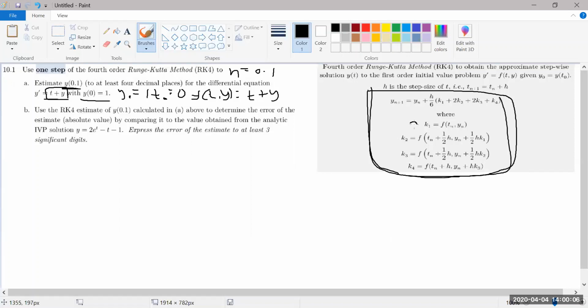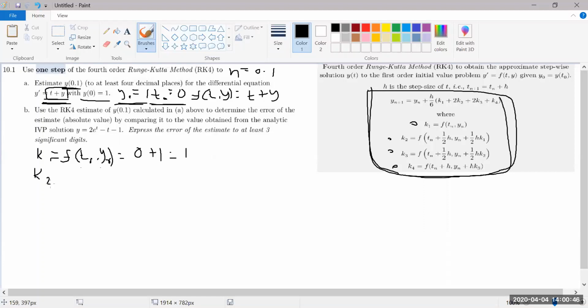So I'm actually going to start with these little guys over here. For our K1, we have f of t sub naught, comma y sub naught. Evaluating this function at t sub naught and y sub naught, we get 0 for our t sub naught because that's what we set it equal to here, and then we still have our y sub naught equal to 1. So we have K1 equals 1.